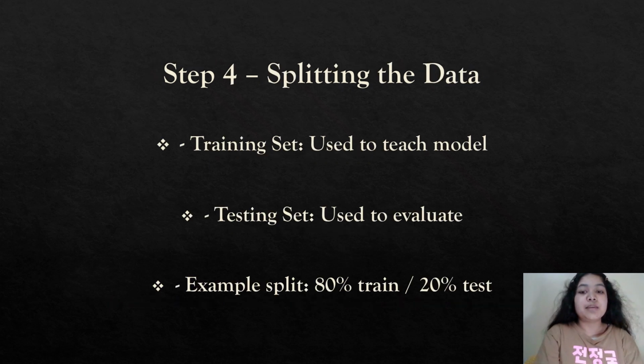The fourth step is splitting the data. Here there is the training set. Usually 80% of the data is used for training the model. Next is the testing set. The remaining 20% is used to check performance. And why split? So that we don't test the model on the same data it has already seen. This ensures fairness and checks real performance.